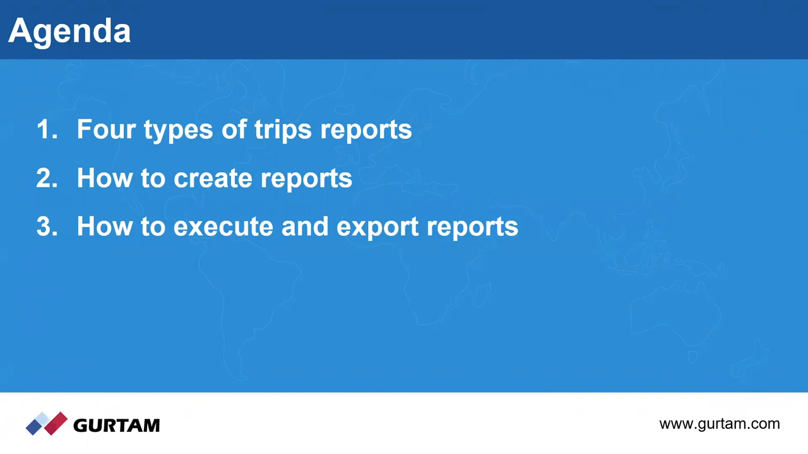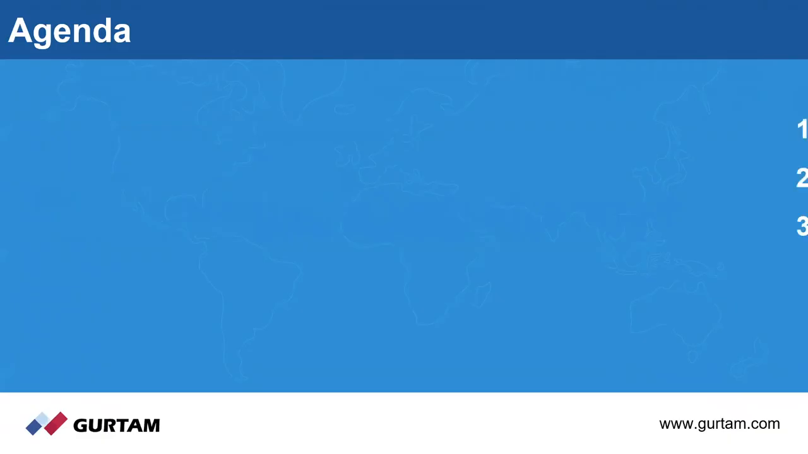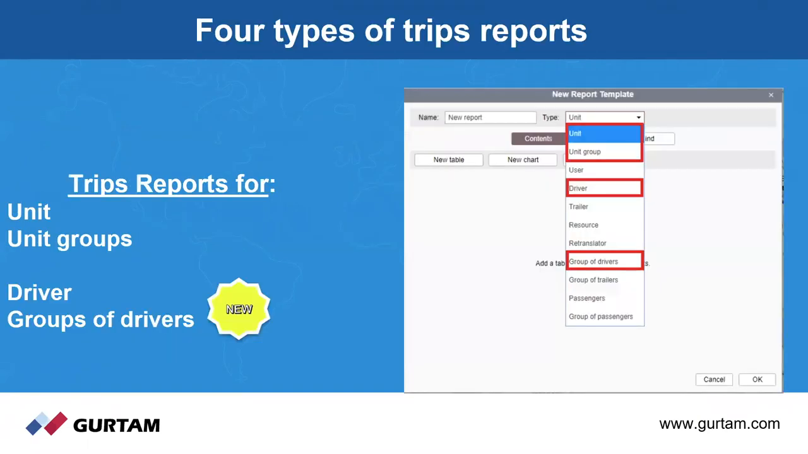So let's get started. As we know, there are four types of trips reports for unit groups, and our new feature that we rolled out a couple of months ago, the trips report for drivers and groups of drivers, and you can see this in this screenshot. I must notice that our screenshots and theoretical part will be joined by a practical part, so stay tuned.